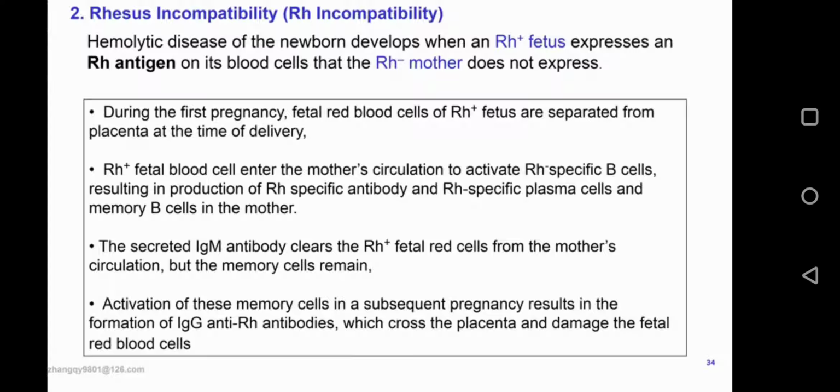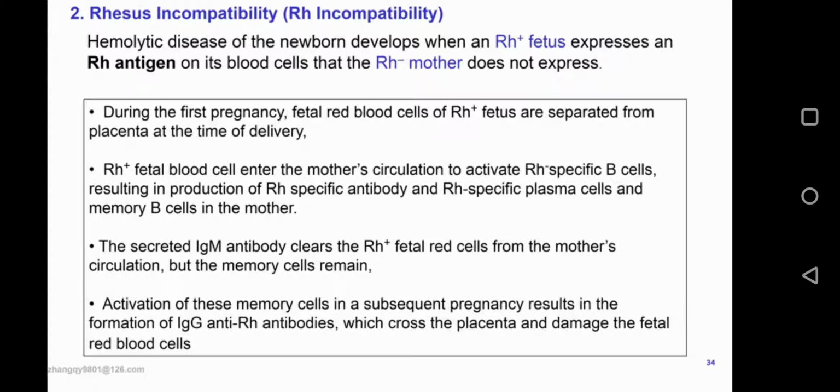Another type of antigen on the red blood cell is the Rh antigen. The Rh antigen is very dangerous for the baby. Okay? So here are the conditions for Rh incompatibility. The first is that the mother is Rh negative, and the baby, the fetus, is Rh positive. So that means they are different from the mother, right?